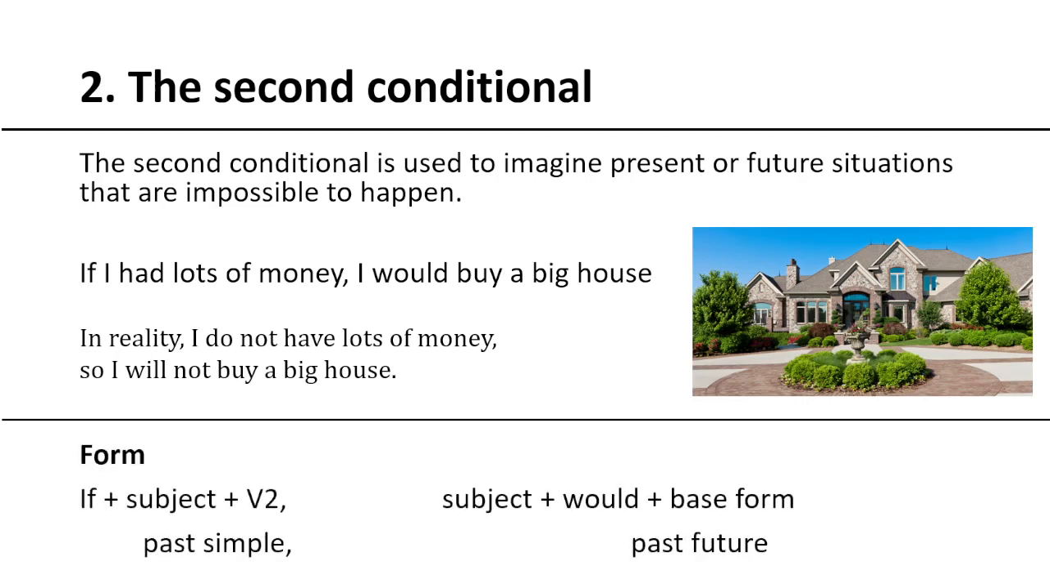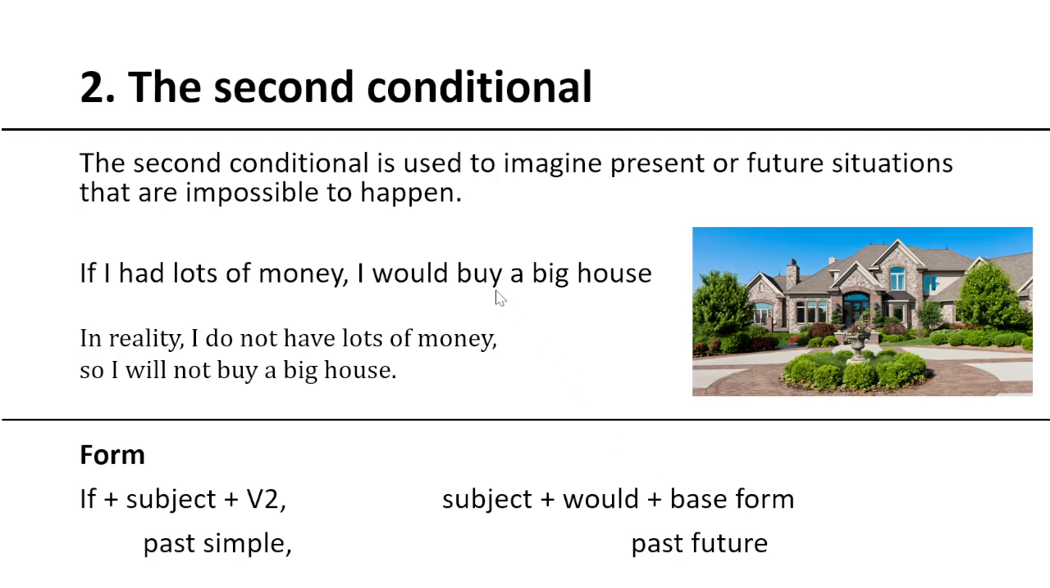If plus subject plus verb 2. Subject plus would plus base form. Or in the if clause, we have past simple, and in the main clause, we have past future. Let's look at if here, and subject I, and verb 2, had. Had is have, right? And then subject I in the main clause, and we have would and base form buy.